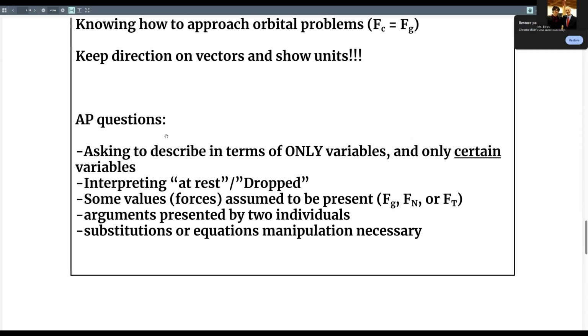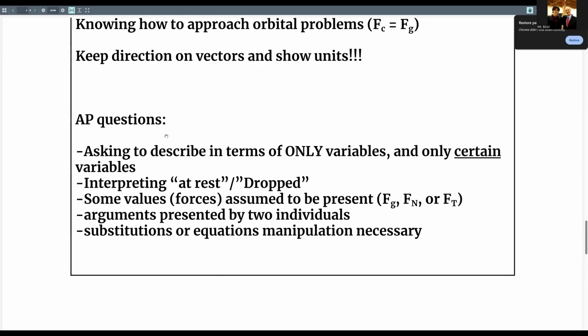AP questions are still going to be working with, like, deriving or doing some problem that just has the variables only in it. And when you're deriving, especially on free response questions, there's just going to be certain variables there. Things like at rest and dropped are still useful.